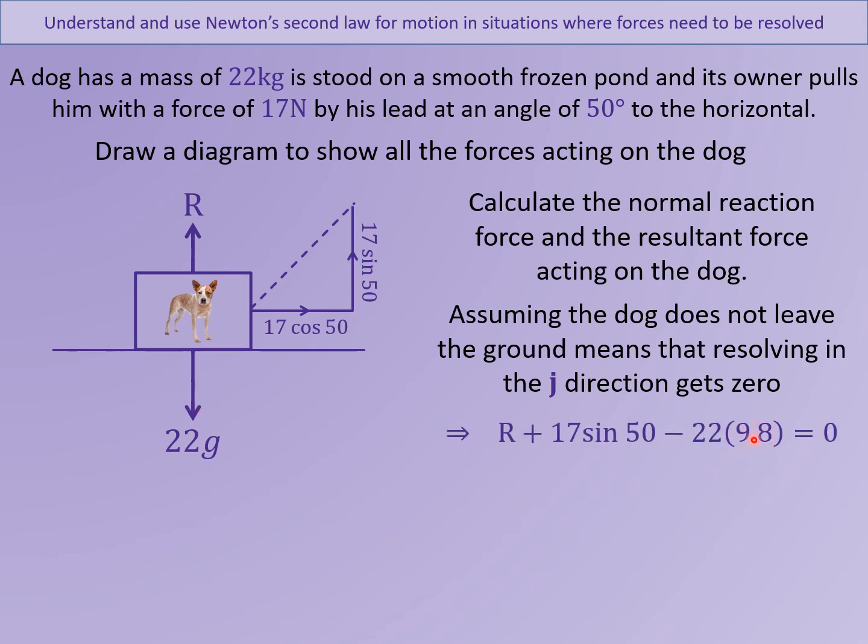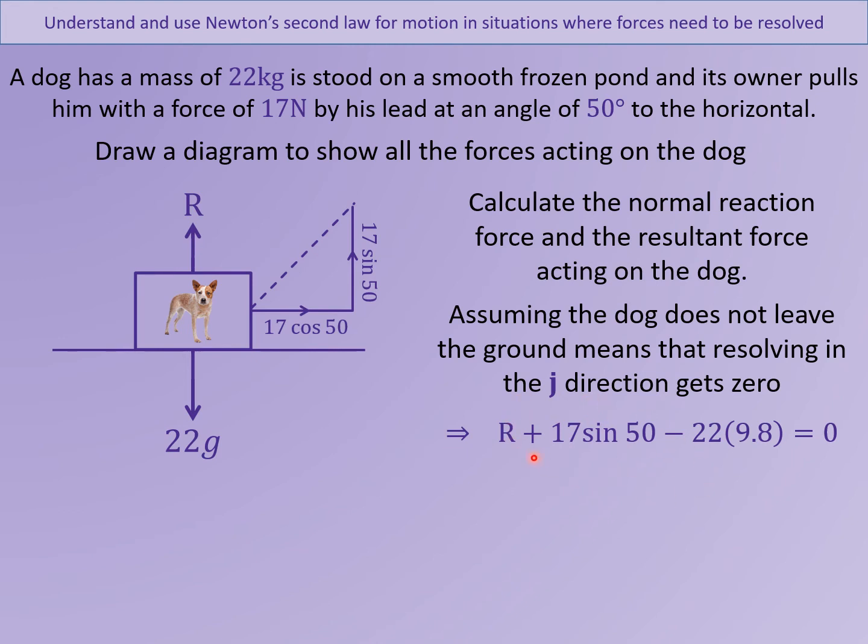Notice I'm putting 9.8 in for my gravity. That's where the 22g has come from. I've got minus that because I'm taking up as the positive direction. It doesn't matter which you choose as your positive direction as long as you are consistent. I've decided that up is positive. That means R is positive, that means the 17 sine 50 is positive, but the 22g is in the opposite direction, so that's negative. If you do it the other way around, it will be negative, negative, positive, and you get the same answer. So just be careful when you're resolving to consider which direction is positive.